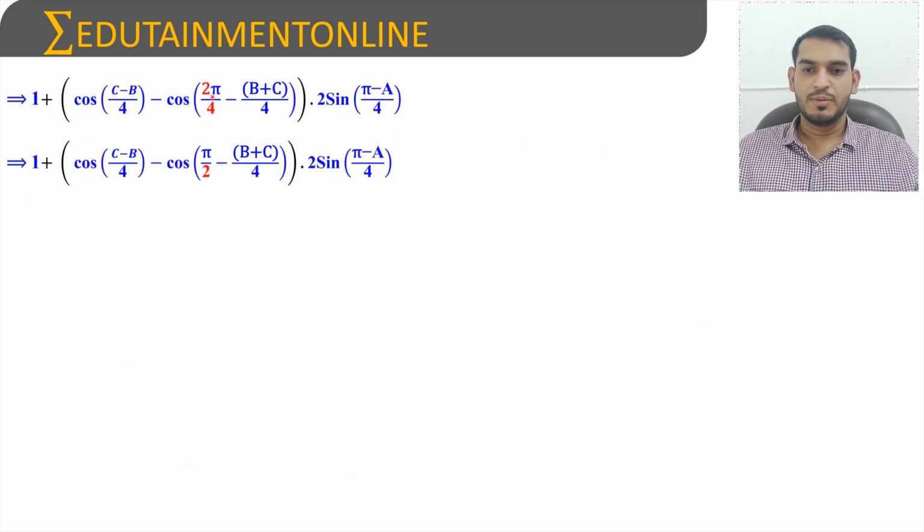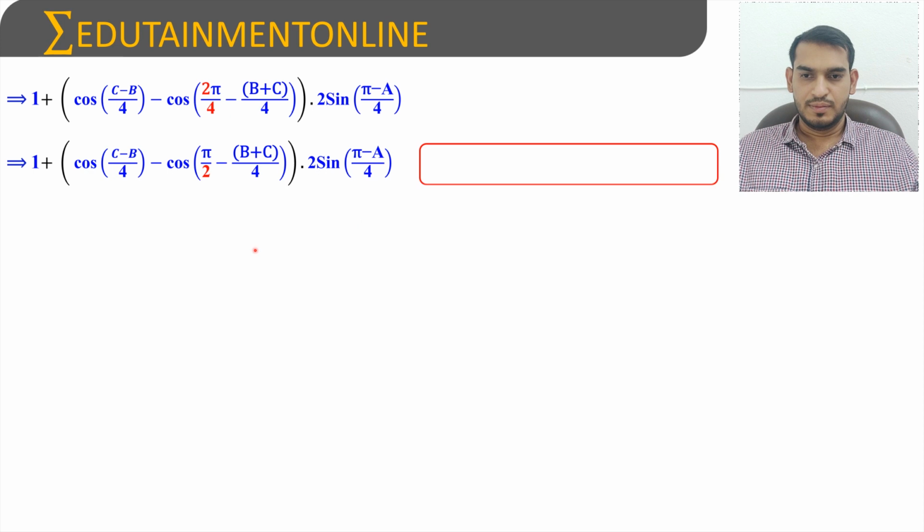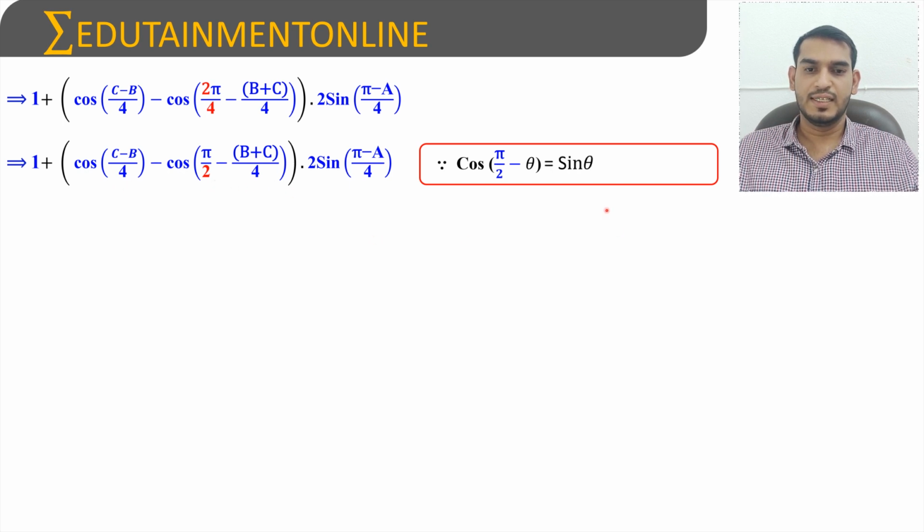Next, this 2 times 1 is 2, 2 times 2 is 4, so we can cut it and write as π/2. Here this is in the form of cos(90 − θ). Cos(90 − θ) is sin θ. So in place of θ we have (B + C)/4. So cos(π/2 − (B + C)/4) can be written as sin((B + C)/4).